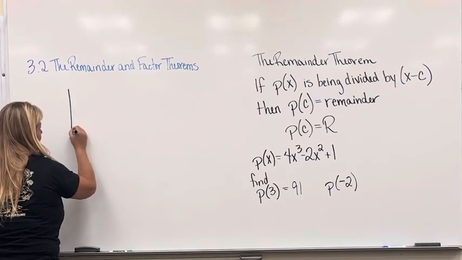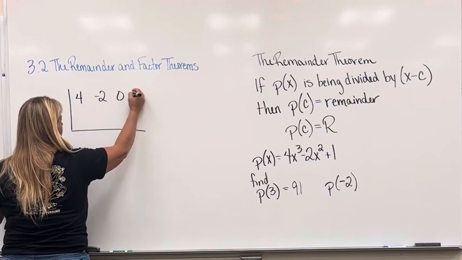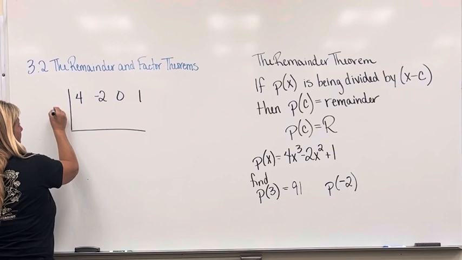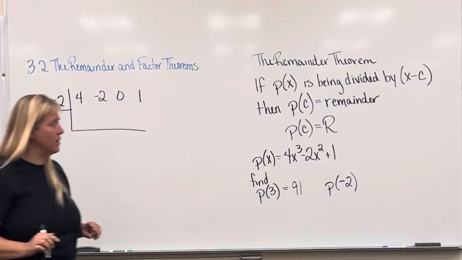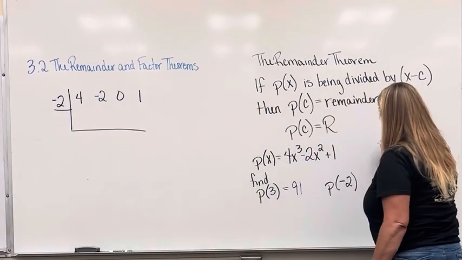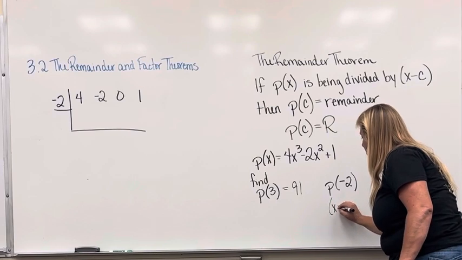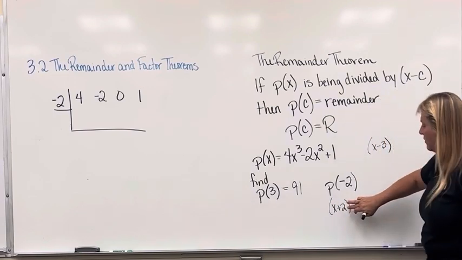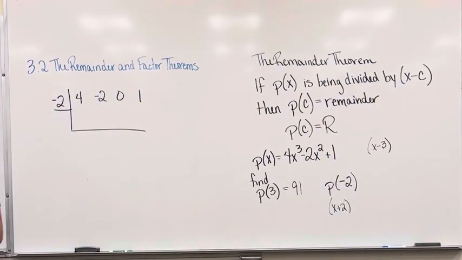So another synthetic division. We're putting our 4, negative 2, 0, 1 up top. This time on the shelf, we're going to put the negative 2. Now I want you to notice here, when we divided, it would have been x minus 3, or in this case, it would be x plus 2. But we're flipping the sign when it goes on the shelf. So if they ask you to find P of negative 2, you just stick a negative 2 there. Don't worry about flipping the sign. That's the nice thing about this.